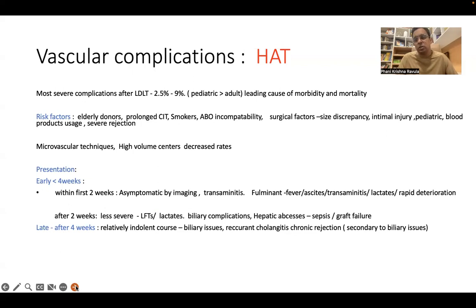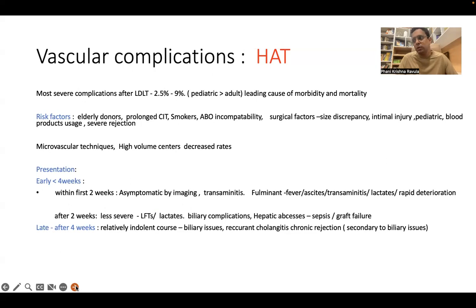If the course is so fulminant that it happens in the morning and is not picked up by evening, the patient is very sick. It's a fulminant course. The patient develops fever, liver necrosis leading to fever, the ascites worsens, and the transaminases shoot up to drastic levels, more than thousands. The lactates can go up to very high levels, 8, 9, 10 kind of lactates. And there's a very rapid deterioration, inotropes, acidosis. So it's a very rapid deterioration during the first 2 weeks.